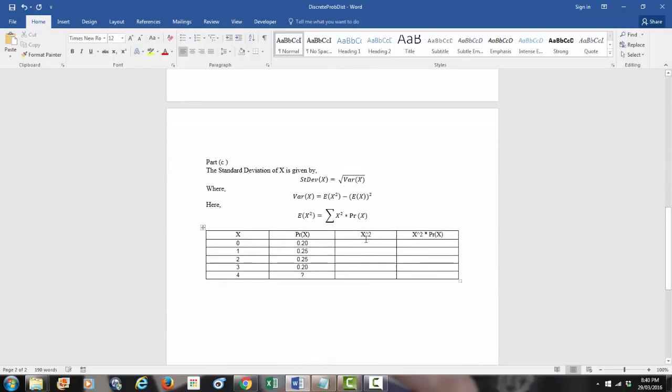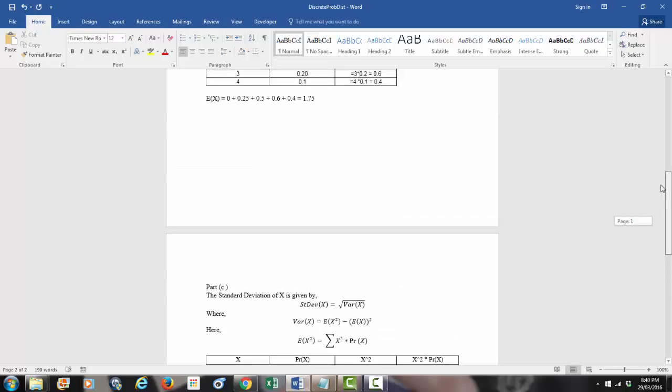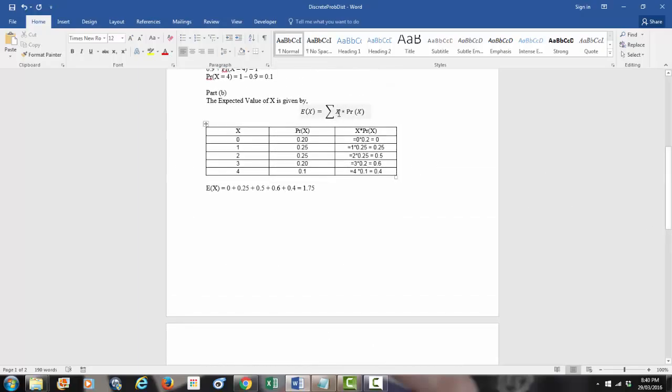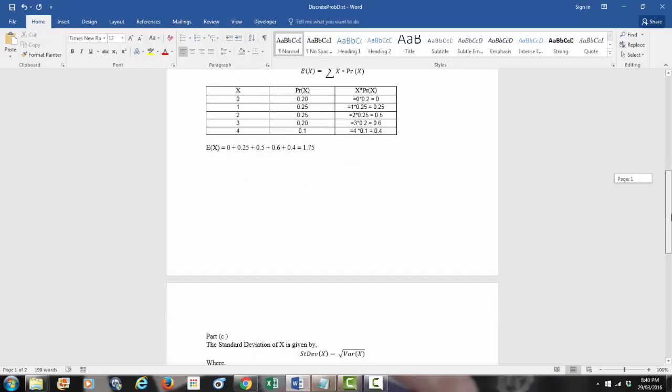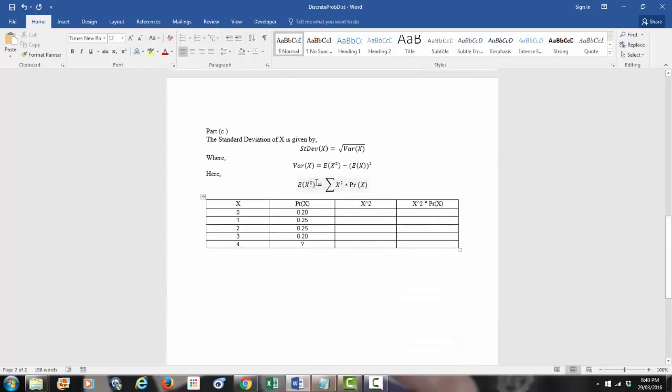So in terms of this formula, we've got this bit in the brackets already done, we just need to square it. What we need to find is e of x squared. Now, this is the formula for e of x squared. You'll see that it's very similar to what we have for e of x. The only difference is, in this case, we don't raise x to any power. And here, because we want e of x squared, we raise it to the power of 2, or x squared.